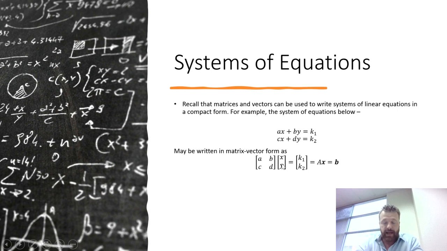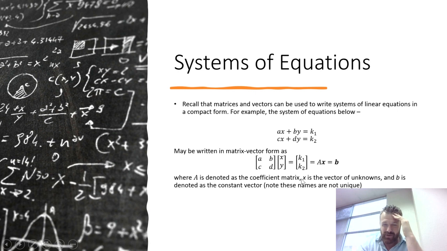This column vector contains the two variables that we're attempting to solve for. So we're going to call that the unknown vector X. And when the coefficient matrix A is multiplied by the unknown vector X, we're going to get another vector, which we're going to call B, and that just has the constants of these two individual equations.